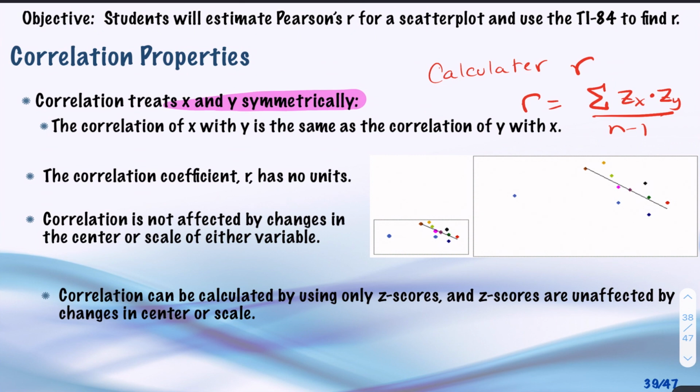Remember, correlation coefficient has no units. It comes from the z-scores. Correlation is not affected by changes in the center or scale of either variable because it's from z-scores. We saw that in Unit 1. Correlation can be calculated using only z-scores, and z-scores are unaffected by changes in center or scale. That is the beauty of this thing.